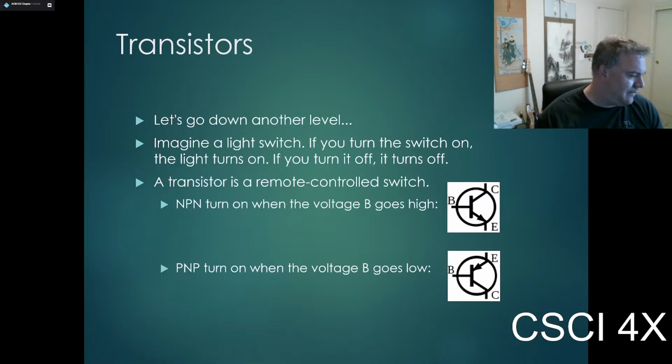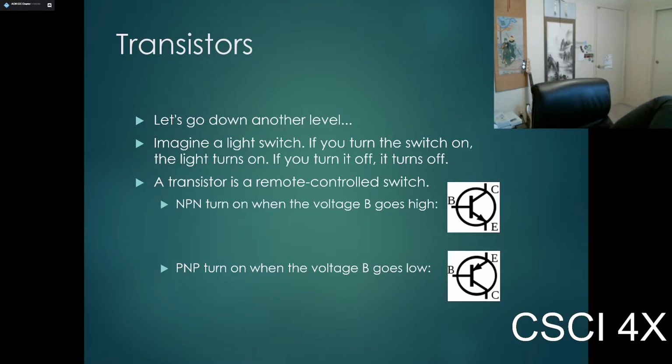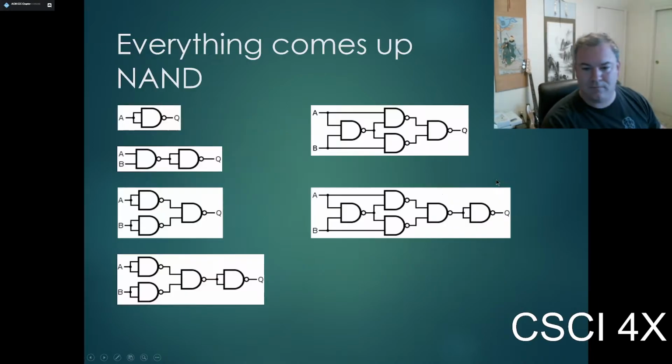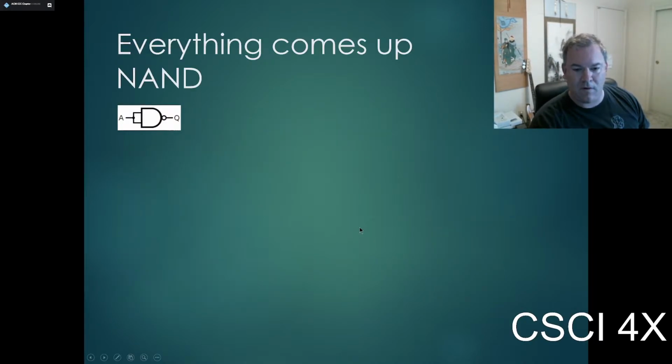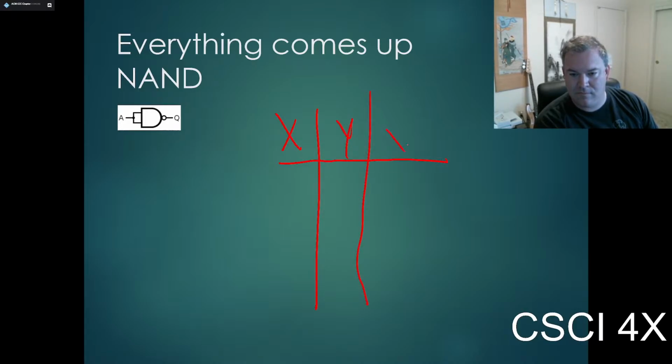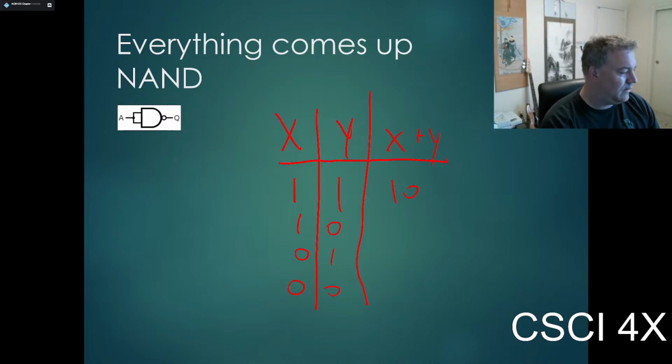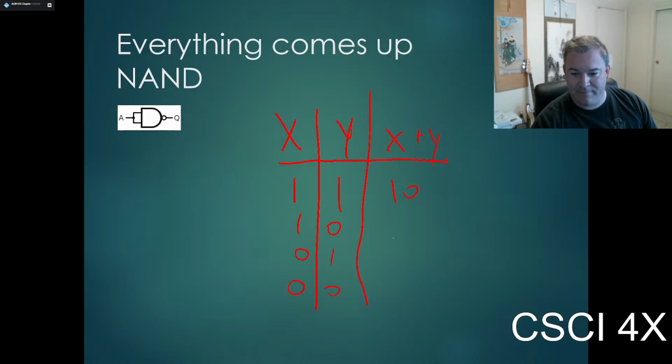and those things can be used to build things like addition. I don't think I showed you addition. It's probably worth going over. So if you want to add a bit, you've got X and Y, and you want to output X plus Y. True, true, false, true, false. True plus true is what? 10, right? Not just true. It's 2. 1 plus 1 is 2. 1 plus 0 is 1, 1 plus 0 is 1, 0 plus 1 is 1, 0 plus 0 is 0.